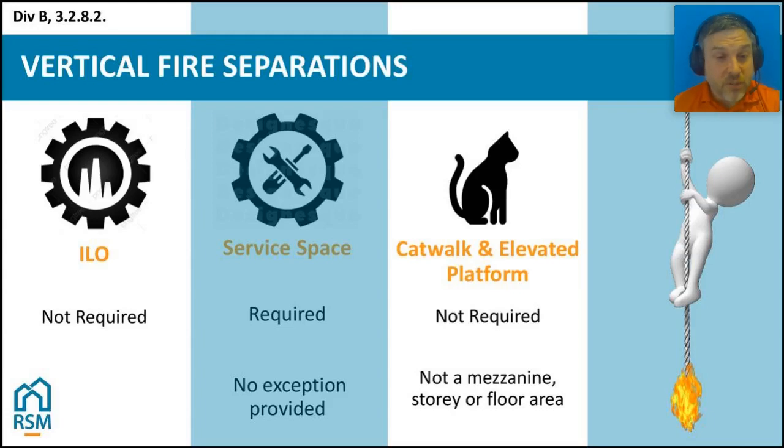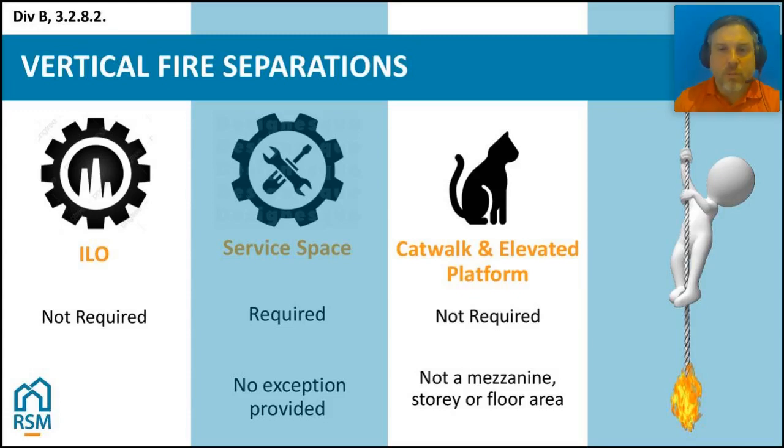When we're dealing with the service space mezzanines, there is no exceptions for vertical fire separations. So if somebody chooses to have the service space mezzanine, there is no exception to the vertical fire separation. So in that case, they're still going to have to provide those required fire separations. So this might say to someone, well, I don't want that. Well, then you can't choose it. You need to fit into the catwalk.